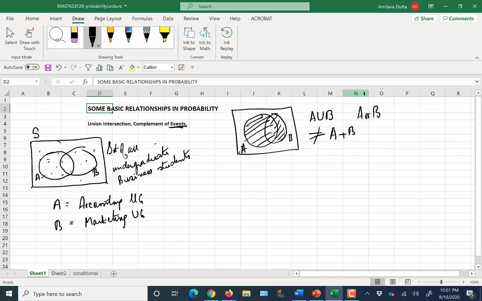If I had to say in words what A union B means, these are all the undergraduate students who are either accounting students or marketing students or both. That's what we mean by A union B. Now, similarly, if you have the two events A, B, and if I mark this middle portion, the overlap, that's A intersection B, sometimes also written as A and B. In words, A intersection B in our specific example means all the students who are both accounting and marketing undergrads. That means these are double majors.